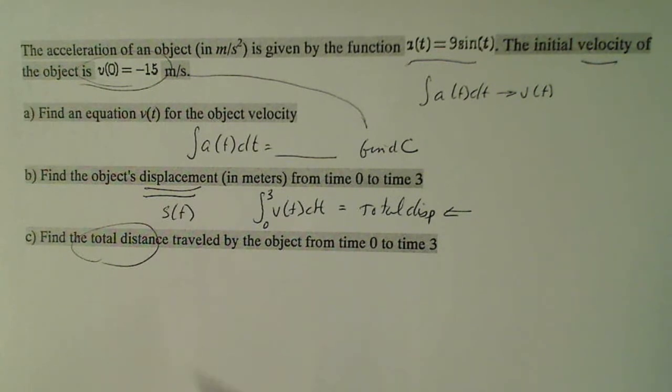But if you're going to do total distance, you have to ignore where it is, ignore that negative, and just add subsequent areas. So that is your hint to do this problem. And you should be able to finish it based on this information and the information from the other problem.